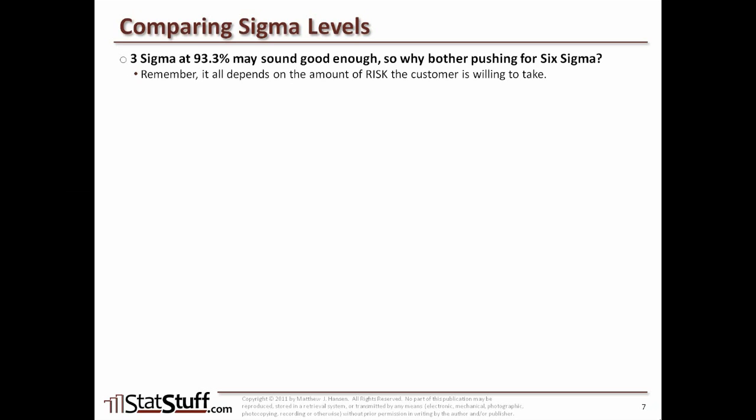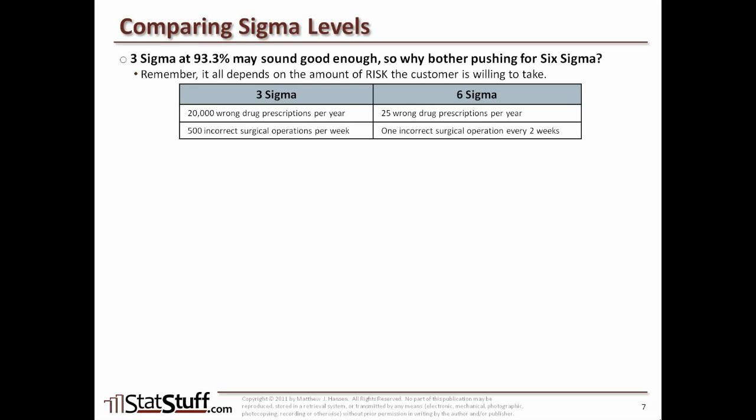So let's compare 3 sigma versus 6 sigma in a couple examples. At a 3 sigma level, we're basically saying we have about 20,000 wrong drug prescriptions per year, but if we take that at a 6 sigma level, where there's a lot fewer defects, we're averaging then only 25 wrong drug prescriptions per year. It's a huge reduction. At a 3 sigma level, that could be 500 incorrect surgical operations per week. But at a 6 sigma level, it may only be 1 incorrect surgical operation every 2 weeks.